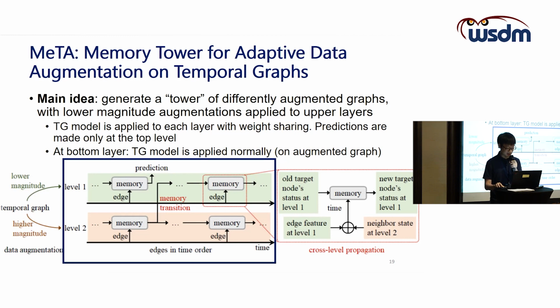The only difference is in this memory module over here, which is almost the same as the memory module we have just shown in the previous slides. When we pass the neighbor's state to the target node, instead of passing the neighbor's state from the current level, we actually pass the neighbor's state from the lower level. So here, we pass the neighbor's state from level 2, and this is used to compute the target node's state at level 1. This is exactly what we are showing in this picture here: a memory transition from level 2 to level 1.